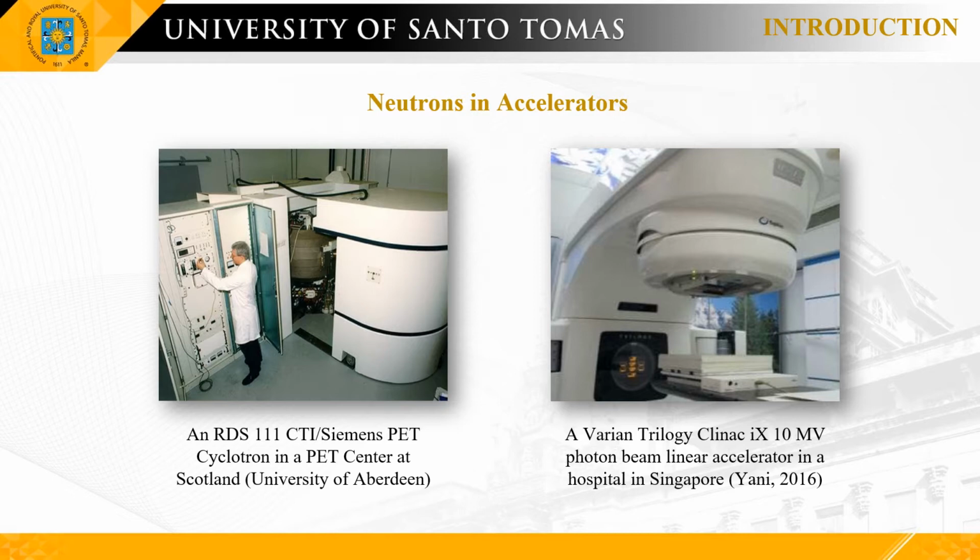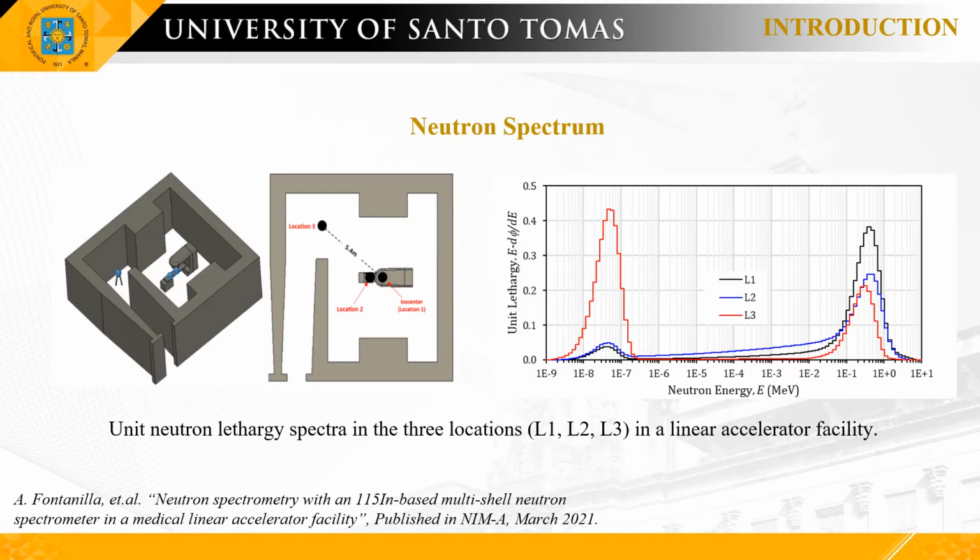In the process, accelerated electrons or high-energy photons interact with the heavy materials in the accelerator head, resulting in neutron production. Also, in medical cyclotrons, which produce isotopes for nuclear medicine, neutrons are generated as a byproduct when accelerated particles hit the target in the process.